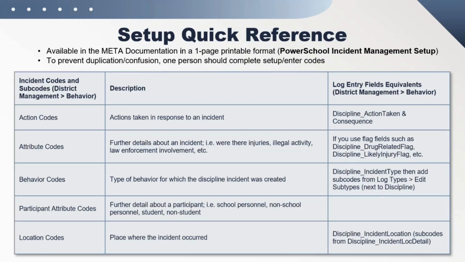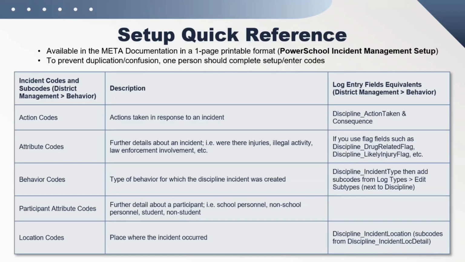Another important consideration with incident management is that there is a setup piece that each district will need to complete. So the state reporting fields are automatically added to action attributes, which you'll see listed on the next slide. But the other codes and subcodes will need to be set up by district leaders since every district setup will be different. To help save you time with that process, we've created this setup quick reference, which is available in our documentation. The file is named PowerSchool Incident Management Setup. So you can check that out.